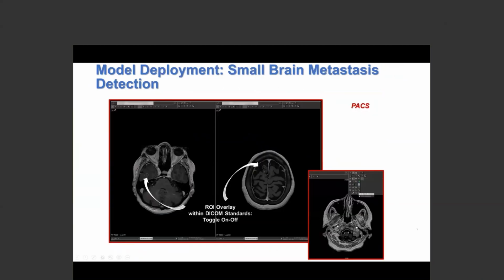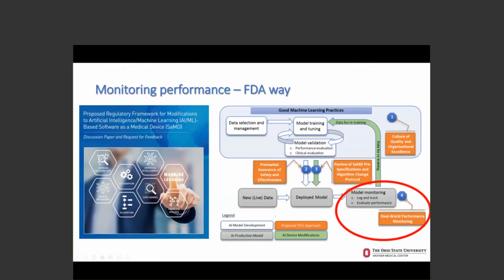We integrated the tool into our current PACS using DICOM standards. We can toggle them on and off. Here is how you would toggle them on and off based on those DICOM standards to enable the AI adjudication and review. This is also in alignment with what the FDA has proposed, which is that not only do you need to validate your models, but once deployed, the model also needs to be monitored to make sure that it's still performing the way that it was designed to perform, and that constant monitoring is really important.